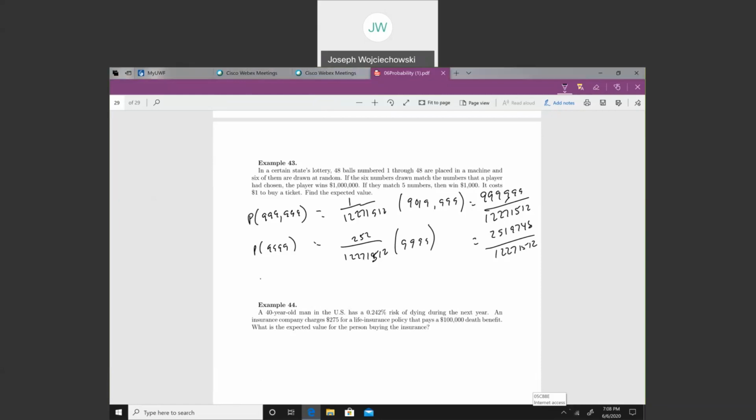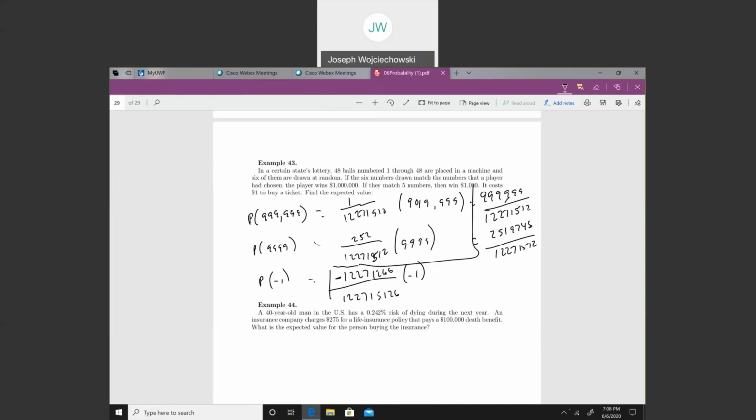So what about the probability of losing? Well, that's negative $1. And what do we have? We have 1 plus 252 winners. Subtract that from our total number of tickets. So we have 12,271,260, and that's over our 12,271,512. And that's times negative 1. So I'm just going to do this, and then I'm going to add all three of these up.